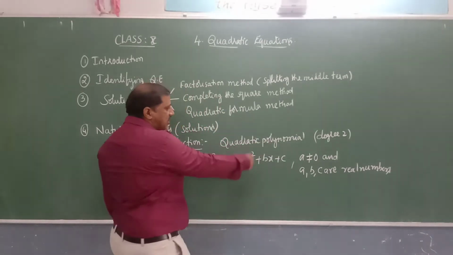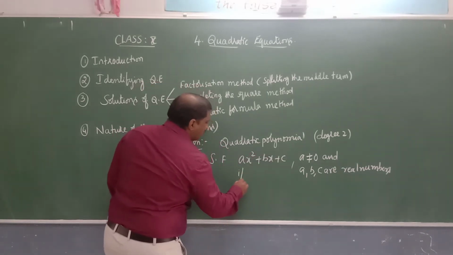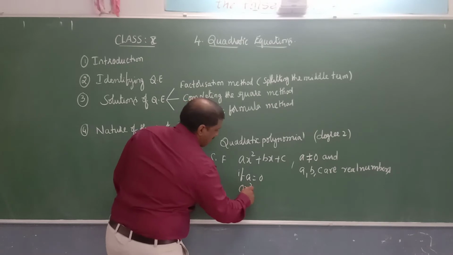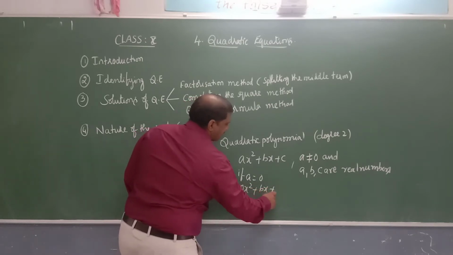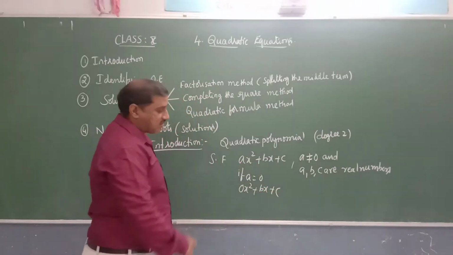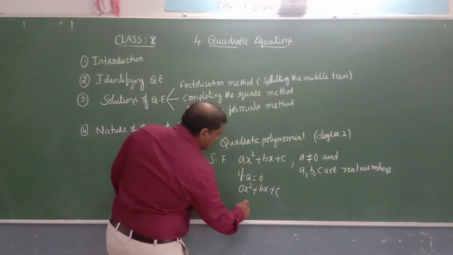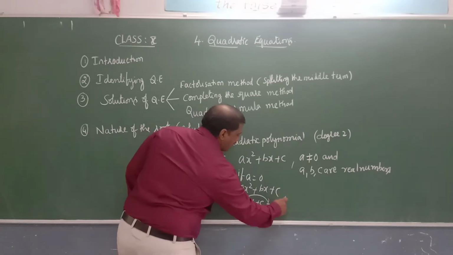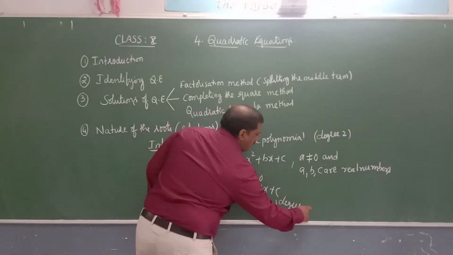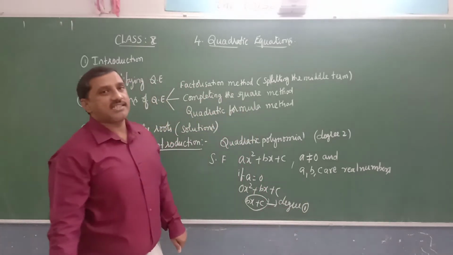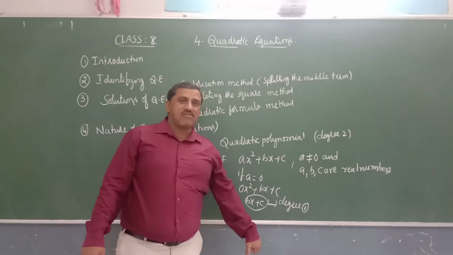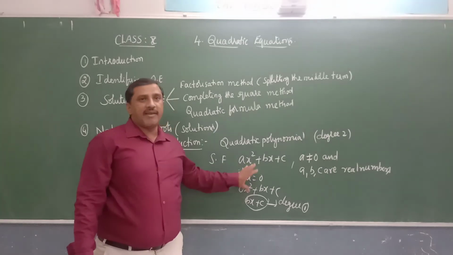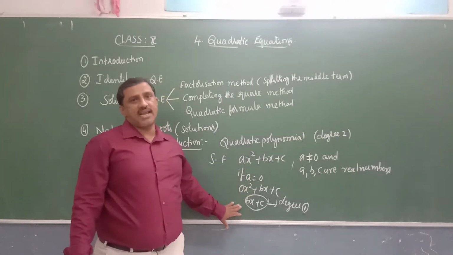If a is equal to 0, what will happen to this? 0 into x square plus bx plus c. 0 into x square is equal to 0, so 0 plus bx it is bx plus c. Now what is the degree of this polynomial? The degree is 1. Therefore that is the reason why a should not be equal to 0. If a is equal to 0, this polynomial will become a linear polynomial with degree 1.